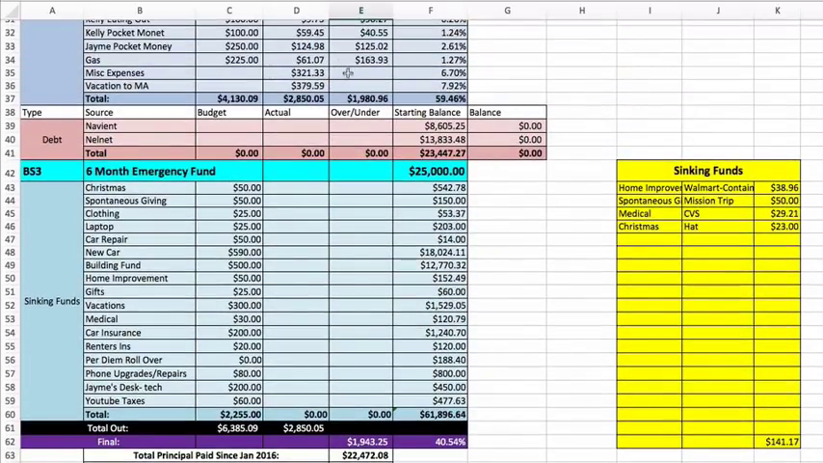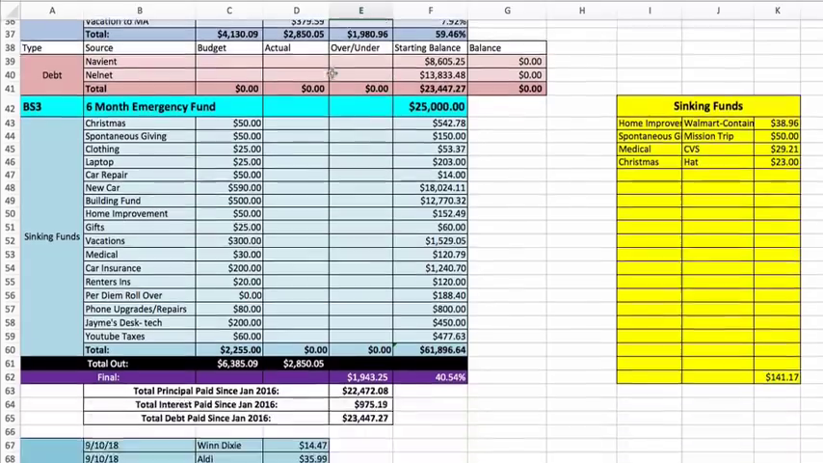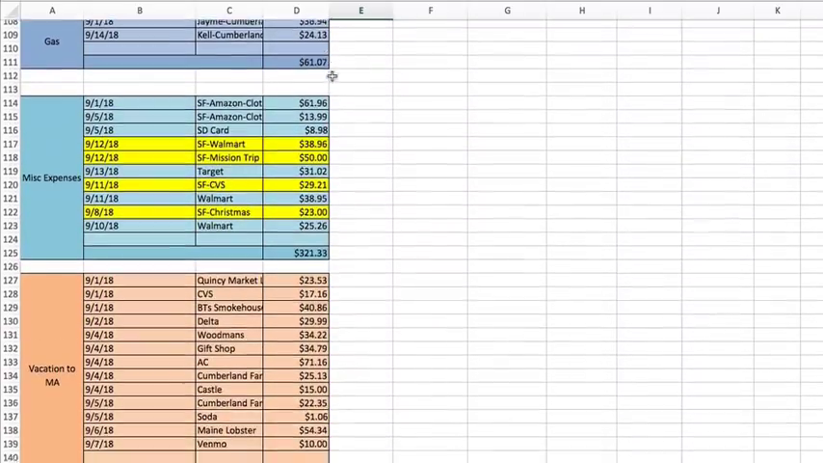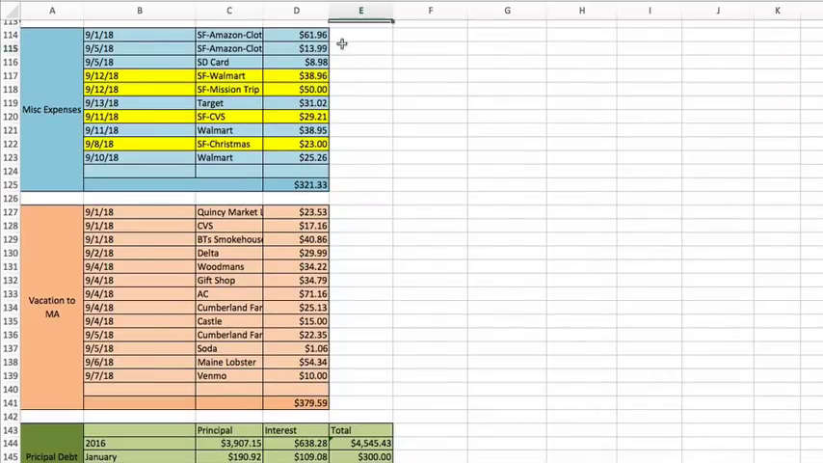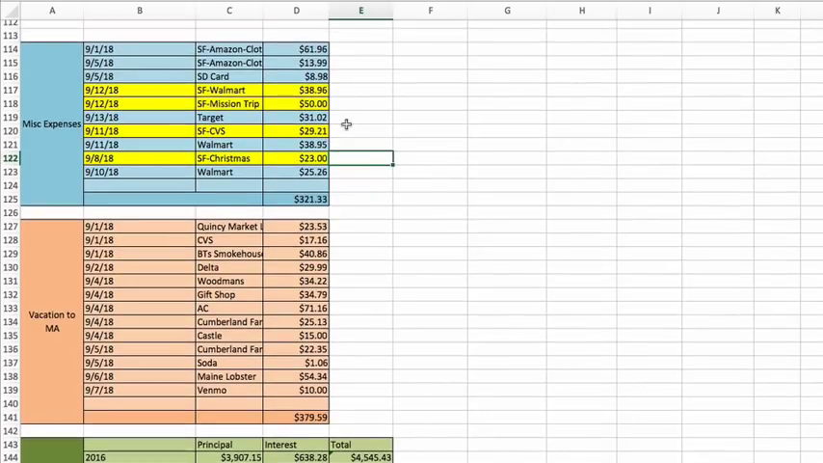Next is miscellaneous expenses, $321.33. And that is some Amazon. I got an SD card for FinCon. Sinking fund, everything highlighted in yellow is what comes out of our sinking funds. So some at Walmart, a mission trip that came out of spontaneous giving, CVS that came out of medical, that was cough stuff for me. Christmas, did some Christmas shopping. A couple different purchases so far.